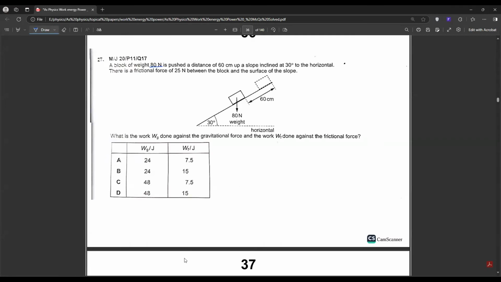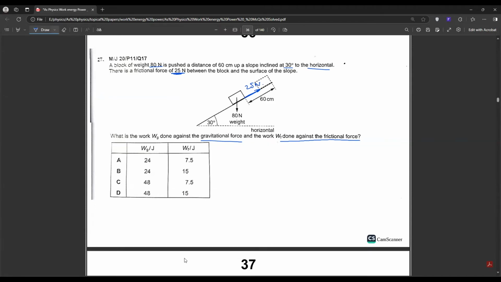Okay, let's see this question. A block of weight 80 Newton is pushed a distance of 60 centimeter up a slope inclined at 30 degrees to the horizontal. There is a frictional force of 25 Newton between the block and the surface of the slope. So there is a frictional force acting here that is of 25 Newton, between the block and the surface of the slope. What is the work done against the gravitational force and the work done against the frictional force?